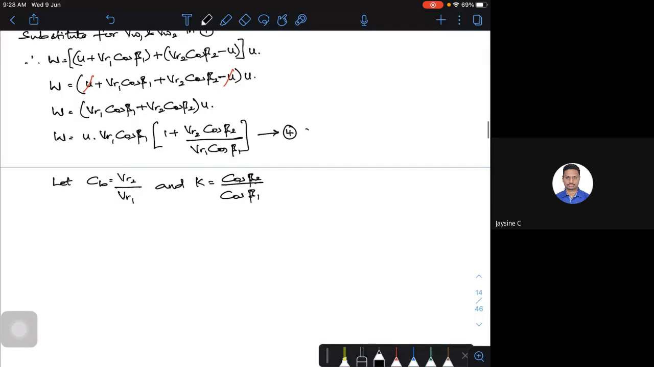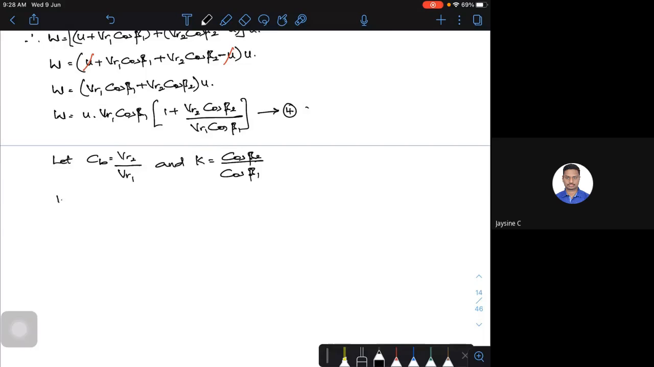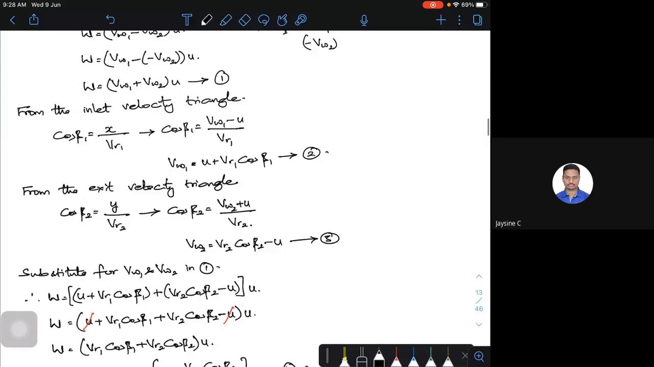So what will happen to equation 4? I can write it as U into VR1 into cos beta 1, into 1 plus CB into K. I'm just writing the ratios in this particular thing. Now, what is cos beta 1? We already know that cos beta 1 is equal to VW1 minus U divided by VR1. So VR1 cos beta 1 is equal to VW1 minus U.